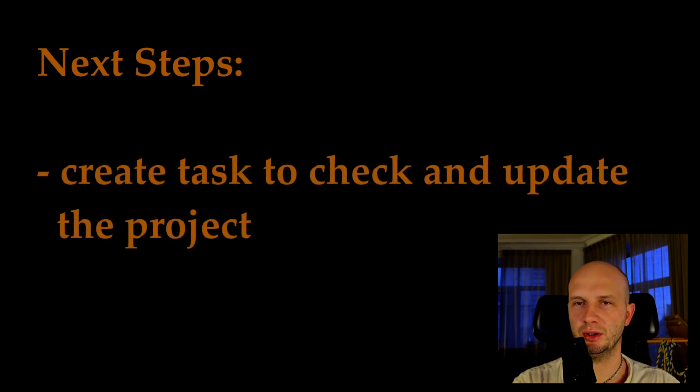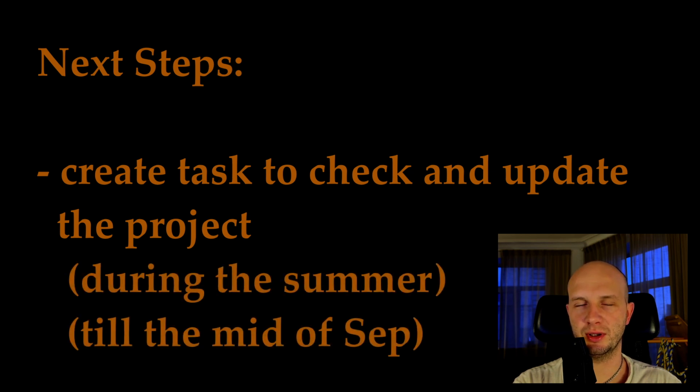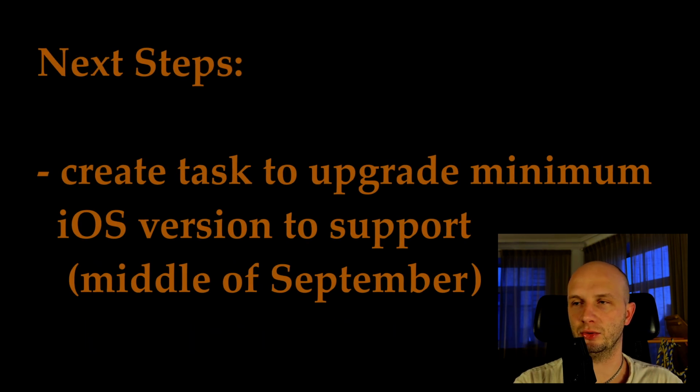And for the next step, you need to create two tasks for your development team. One is to check in the beta version what needs to be done from your side for your project, because sometimes some APIs and code are redundant for the new features, and during the summertime till September, your development team will prepare your project for migration. And the second task is just to do the minimum iOS version update when everything is done and you migrate your application from the old version to the new one.